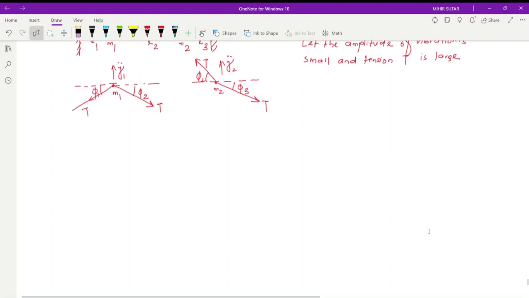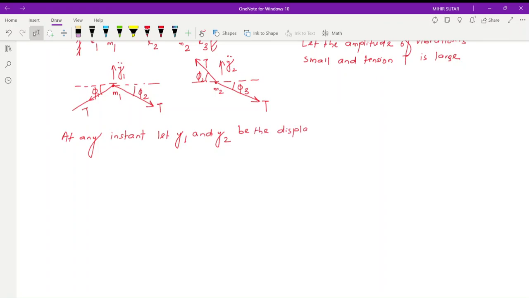Okay, so we can write at any instant, let y1 and y2 be the displacement of two masses respectively.